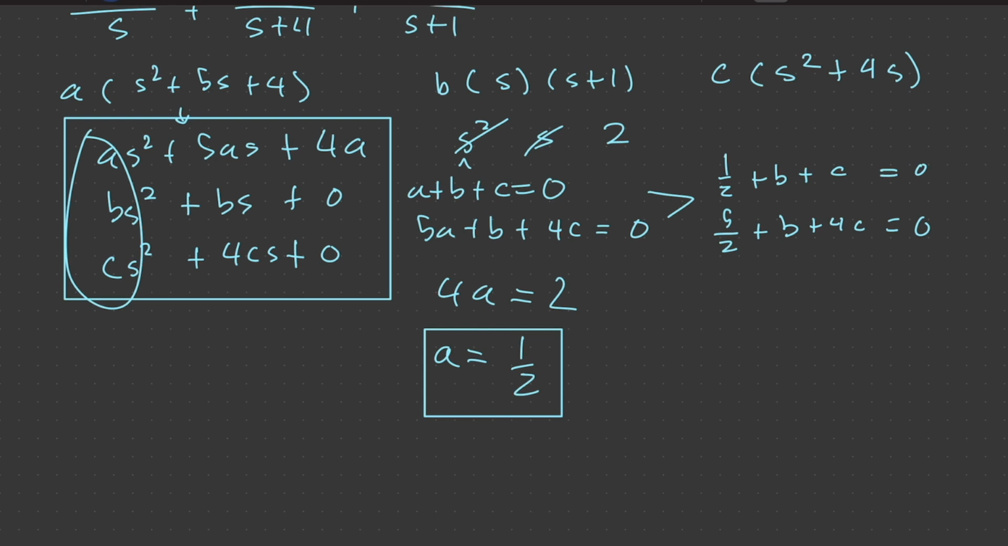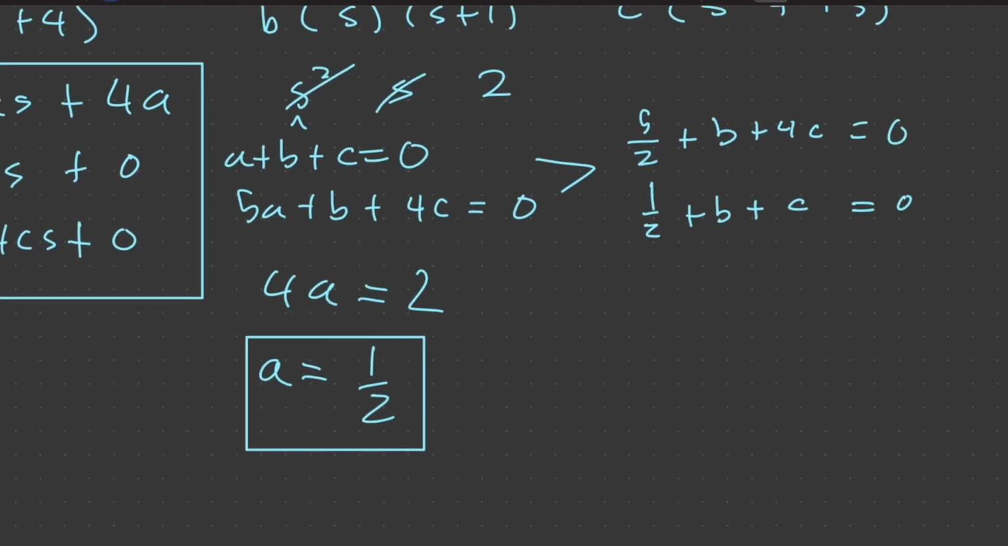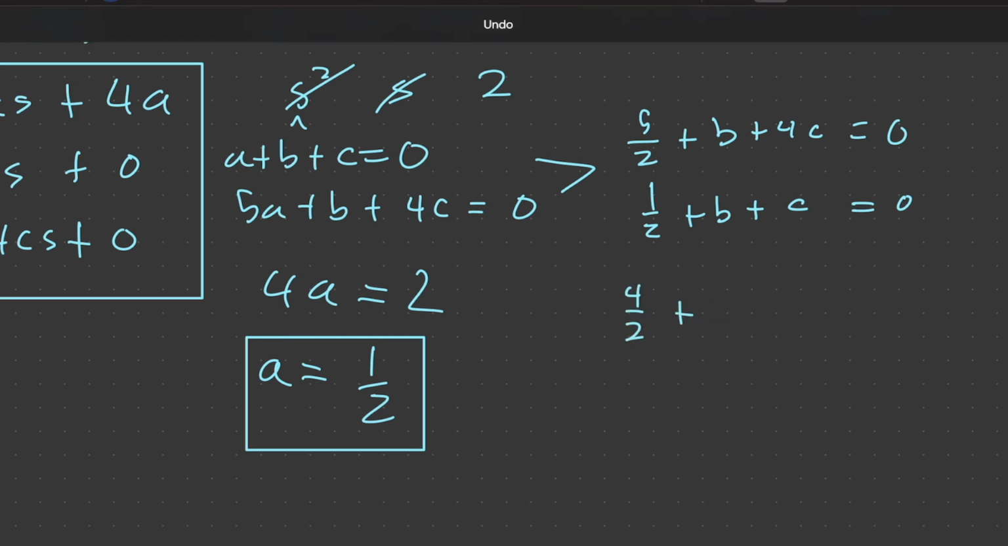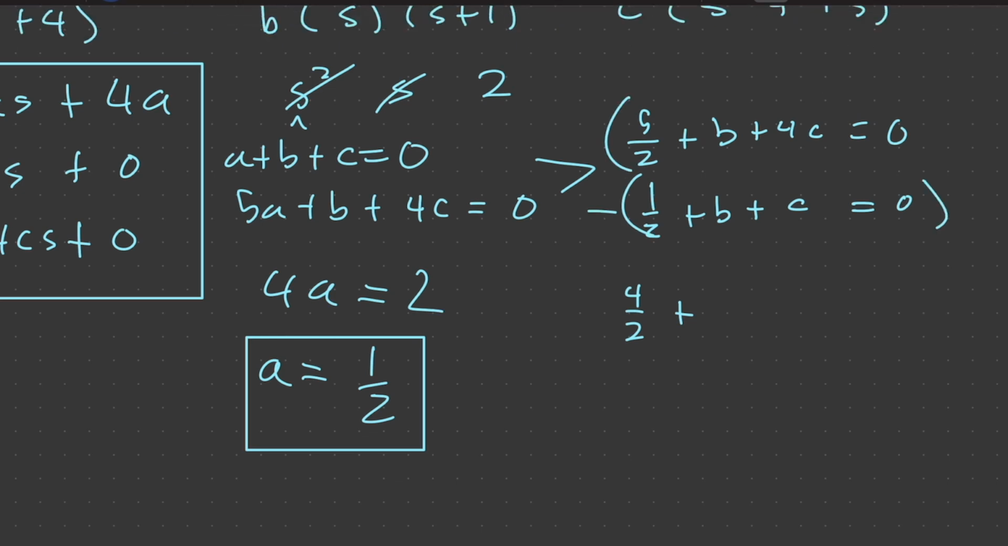Go ahead and subtract them from one another. I'll probably go ahead and put this one on top so that we get positive numbers when we subtract. So 5/2 minus 1/2 is 4/2 plus b, b cancels out. So I'm subtracting this equation from the top equation, right? So b just cancels out. This would be negative b. Okay, and then c, 4c minus c would be 3c.